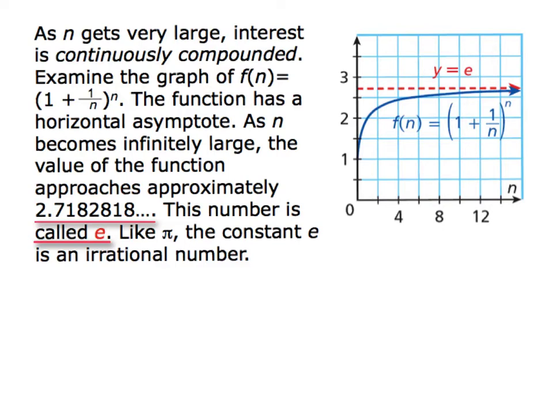This value has a special name. That number is called e. Now e is a lot like pi. Remember, pi was an irrational number. So is e. E is an irrational number as well. Alright, so that's where e comes from.